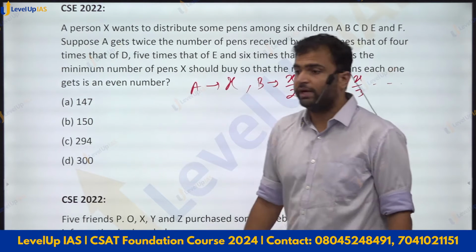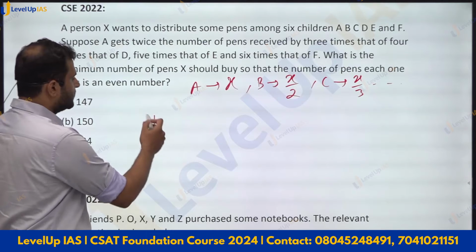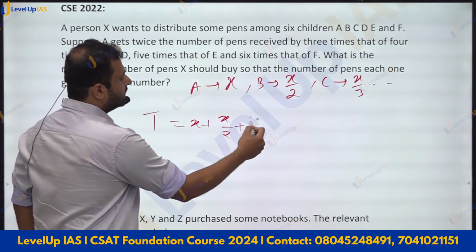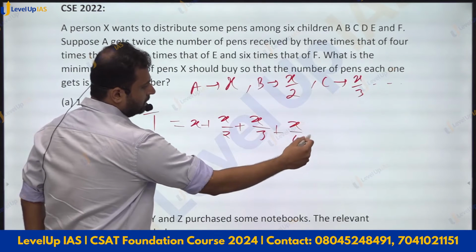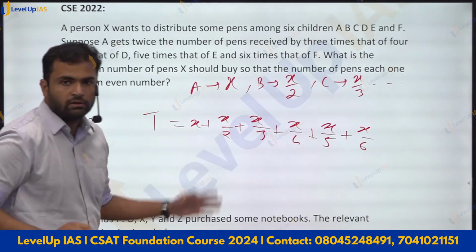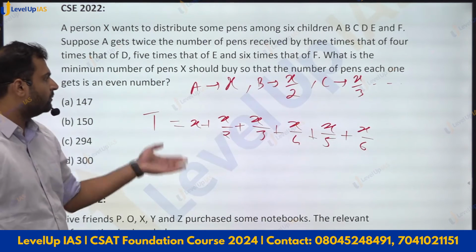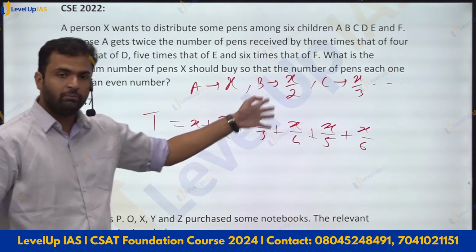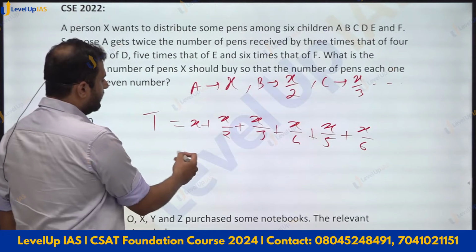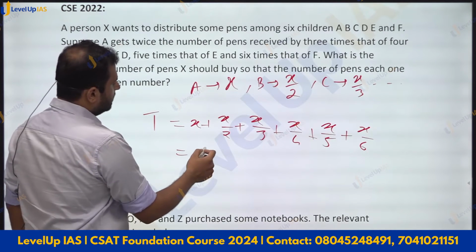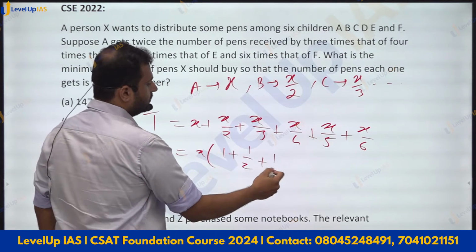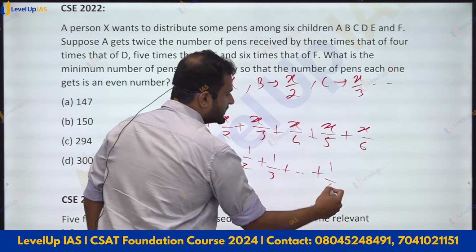We want to find out the total number of pens. So what is the total number of pens? Total number of pens, let us say T, is equal to X plus X by 2 plus X by 3 plus X by 4 plus X by 5 plus X by 6, right? The total is the number of pens of A plus B plus C plus D plus E plus F. Now this is just a fraction addition. We can take X common and add. So it is X into 1 plus 1 by 2 plus 1 by 3 plus up to 1 by 6.